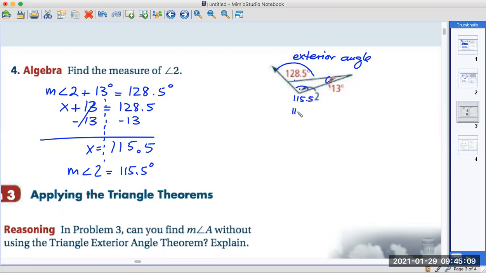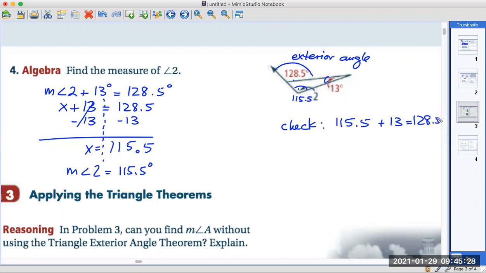To check my answer, I can say, okay, 115.5 plus the 13 has to equal the exterior angle. And it does. If you check it out, use your calculator, it does. Okay.